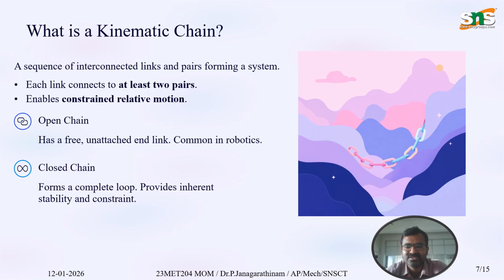First, we discussed links, types of links, and pairs. Next, we discuss kinematic chains. A sequence of interconnected links and pairs forming a system is known as a kinematic chain. Each link connects at least two pairs and enables constrained relative motion. There are two types of kinematic chains: open chain and closed chain. An open chain has a free, unattached end link and is common in robotics. Closed chains form a complete loop, providing inherent stability and constraint.